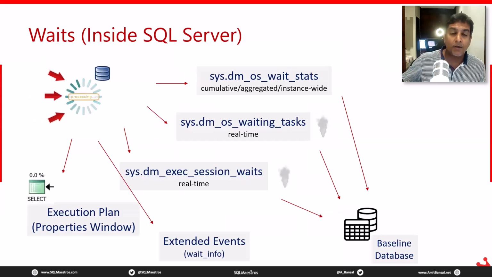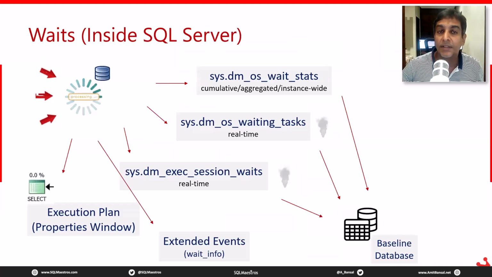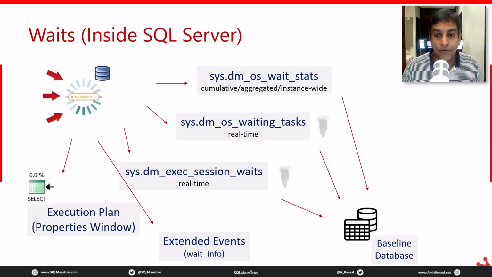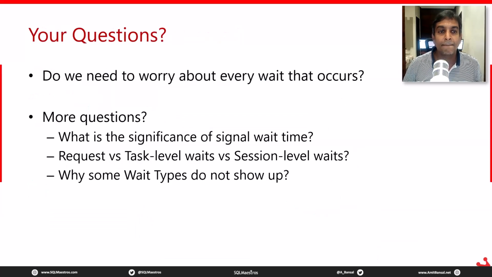We also talked about where you really get all this information about wait stats. Yes, the DMVs are the first things that come to mind, but that's not the only place where you may extract the wait information. You have the DMVs, you have extended events, you have the properties window, and so on and so forth. At the bottom right, you see the baseline database. This is what we are going to do today: you create your own database and put some information in there so that you can analyze it later. We are going to do all that now. Some more questions are advanced stuff, which we cover in our masterclass.